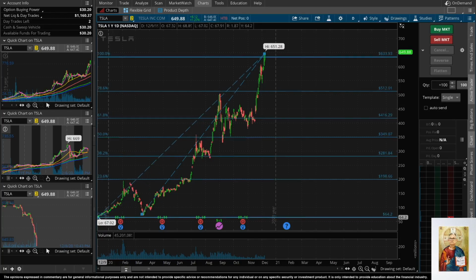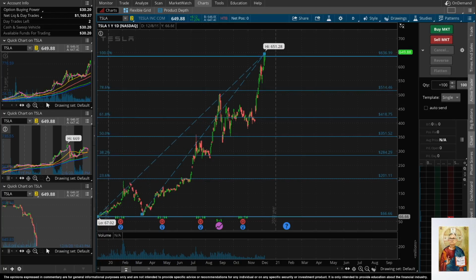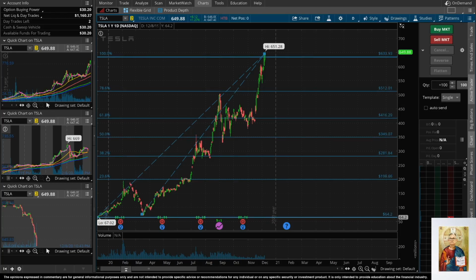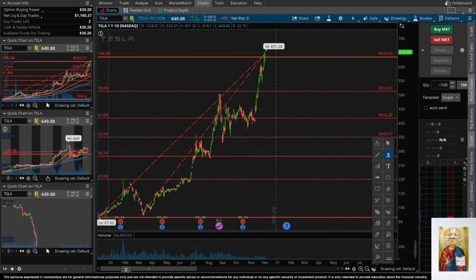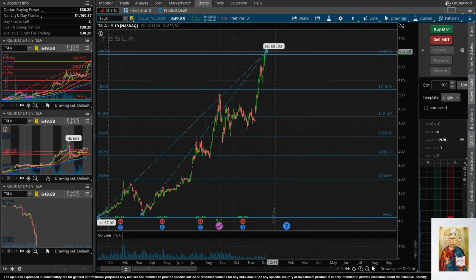The Fibonacci extension should show us the retracement to 100%, the highest point of the stock. I'm going to go into the details on this so we can get a very accurate reading, and this is going to be as accurate as it gets as far as the levels.